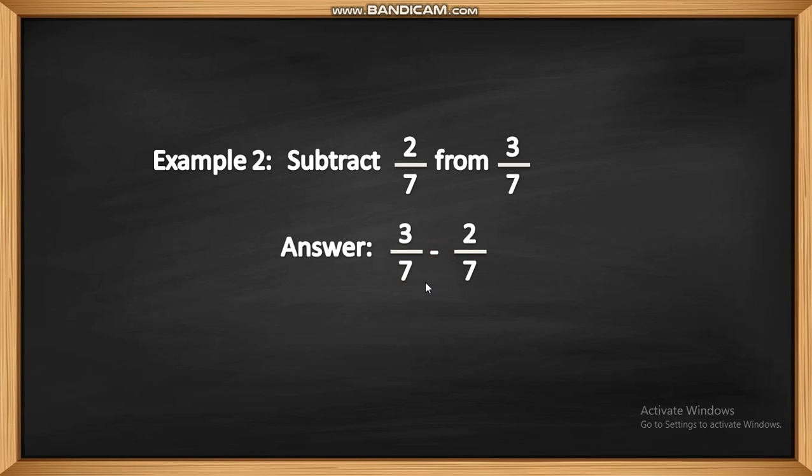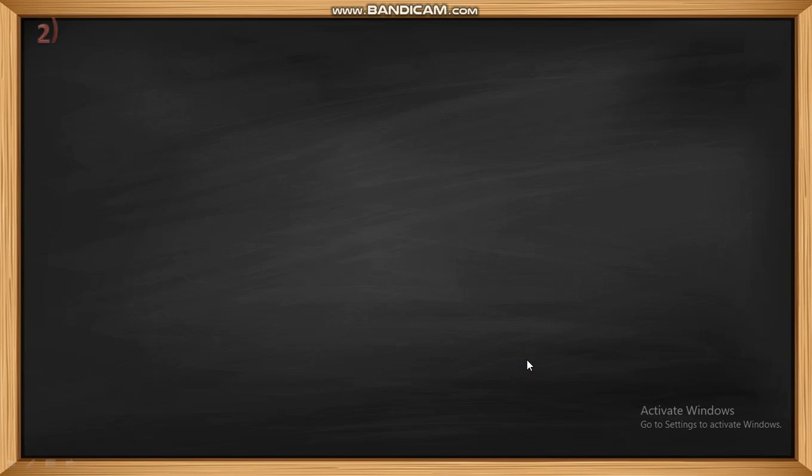In this case, at first we want to check whether the denominators are the same or not. Here the denominators are the same, so you can do 3 minus 2 as numerator, divided by the common denominator, that is 7. So the answer is 1 by 7. 3 minus 2 is 1, so 1 by 7. Let's stop that now.